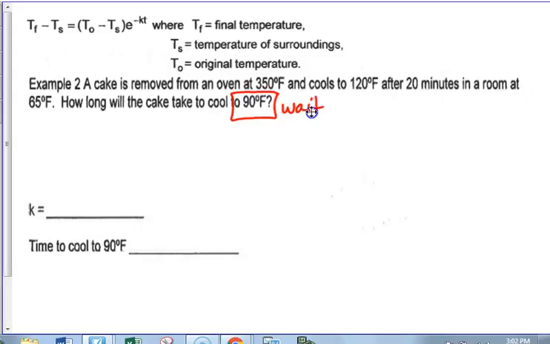What are we going to start with? It cools to 120 when it was originally 350, the original temperature of the oven. That's what the cake was when it came out. Originally, to find the constant, we're using 20 minutes, where the room, the surroundings, or the medium are 65 degrees. Okay, I'm letting you work.